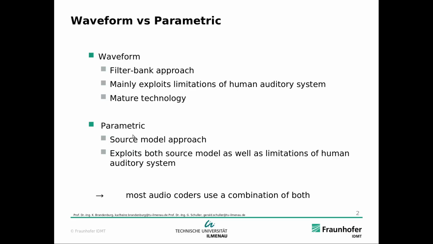So what's the difference between waveform versus parametric coding? In a waveform coder we have, as we saw, a filter bank approach. This mainly exploits limitations of the human auditory system, and it's a mature technology. In parametric coding, we have a source model approach, and this exploits both the source model as well as limitations of the human auditory system. And most audio coders use a combination of both.